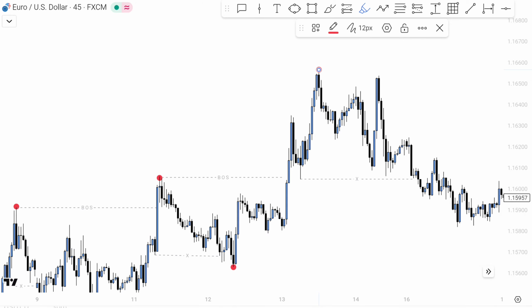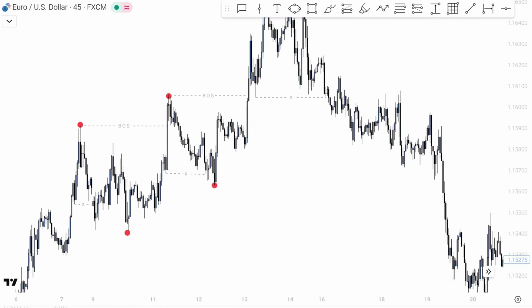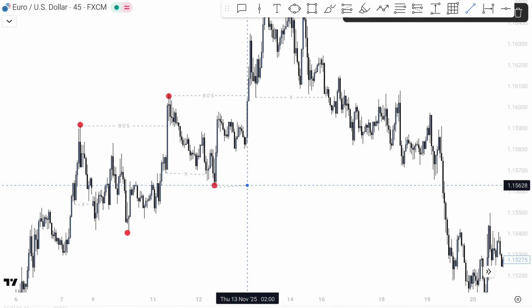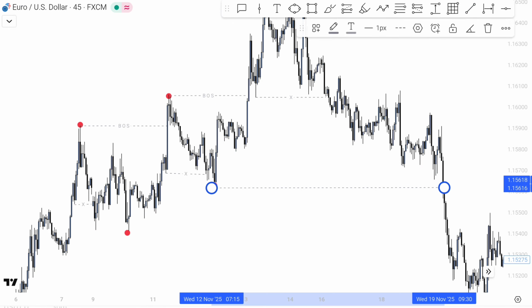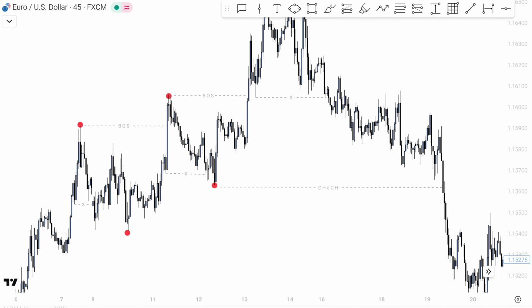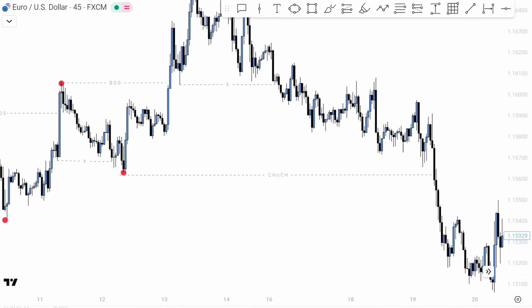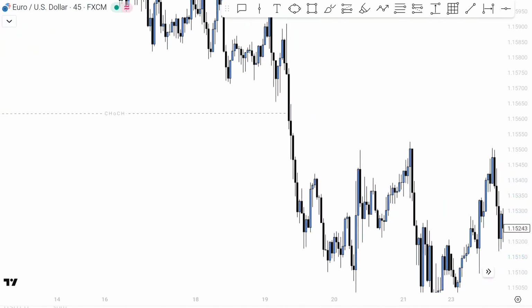But now instead of moving to the upside, market has moved to the downside and broken below the previous major higher low, which is at this point. Now this becomes our change of character, that market has shifted to the downside in the 45-minute time frame. Now when can you sell?